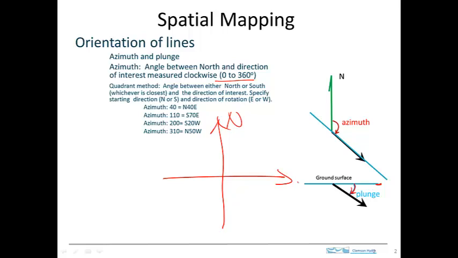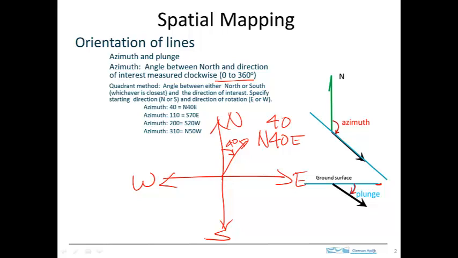So the quadrant notation for describing orientations is shown like so. This would be a map view, and we have the four points of the compass. And let's have a line that looks like this. This is the direction of plunge shown here with this arrow, and that is the azimuth, and let's say that's 40 degrees. So in quadrant notation, that would be described as north 40 degrees to the east. In azimuth notation, it's just 40 degrees.